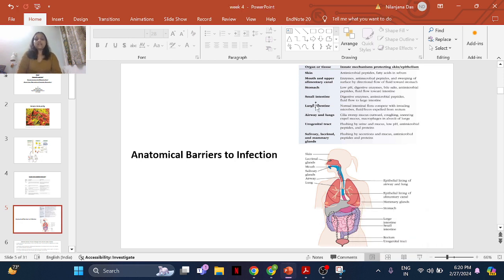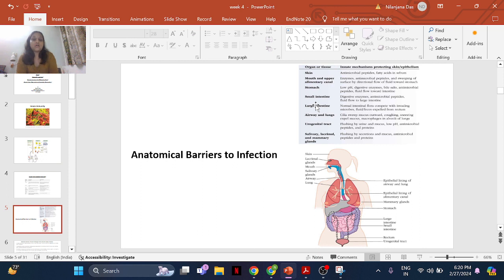Okay, so what are the anatomical barriers to infection? Skin secretes many antimicrobial peptides, and in sebum there is some fatty acid. In the mouth and upper alimentary canal, as I already told, whatever we are eating is not free from pathogens. So there are certain barriers in our mouth and the alimentary canal through which the food passes. They also secrete enzymes and antimicrobial peptides. Then they also sweep the surface by directional flow of fluid towards the stomach.